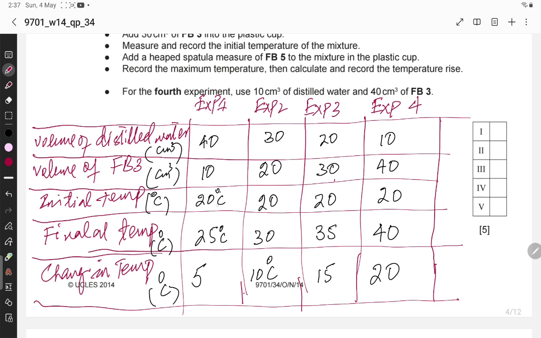Now the initial temperature for experiment 1 is 20 degrees centigrade. Initial temperature of all these experiments is 20 degrees centigrade, and final temperature of experiment 1 is 25 degrees centigrade. For experiment 2 it is 30 degrees centigrade. For experiment 3 it is 35 degrees centigrade. For experiment 4 it is 40 degrees centigrade. Now change in temperature for experiment 1 is 5 degrees centigrade, and for experiment 2 10 degrees centigrade. For experiment 3 15 degrees centigrade, and for experiment 4 it is 20 degrees centigrade.